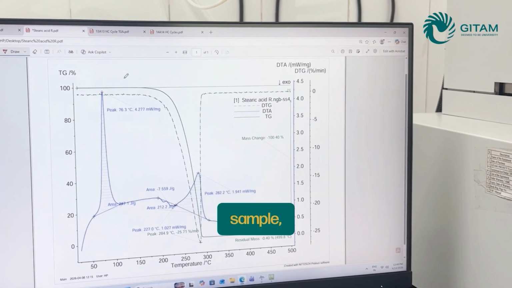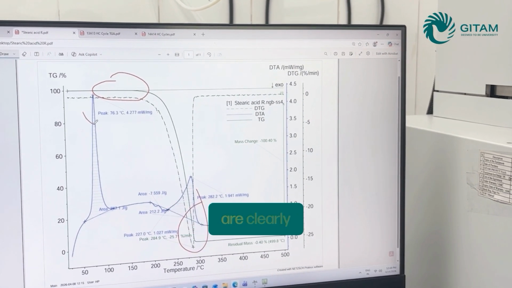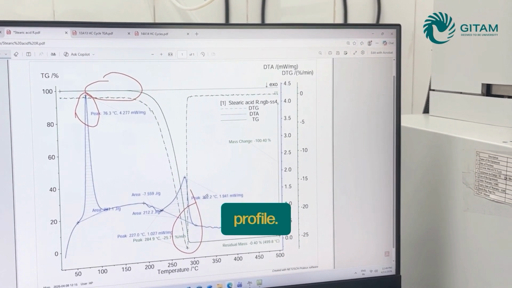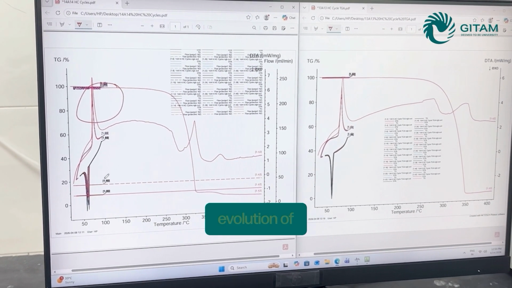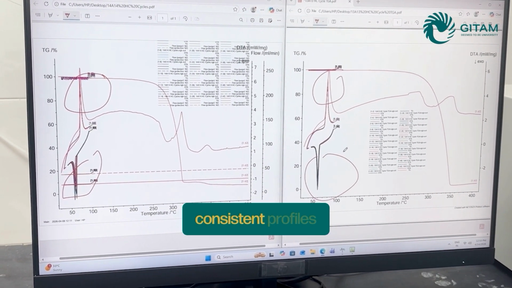In this next sample, we are not observing moisture loss, but melting and decomposition events are clearly visible in the DTA profile. Additionally, this technique enables the evaluation of reproducibility of thermal events, as demonstrated by the consistent profiles obtained across multiple analyses.